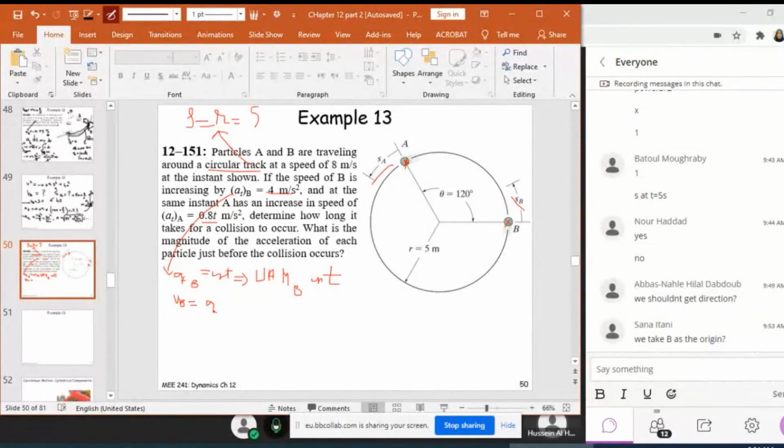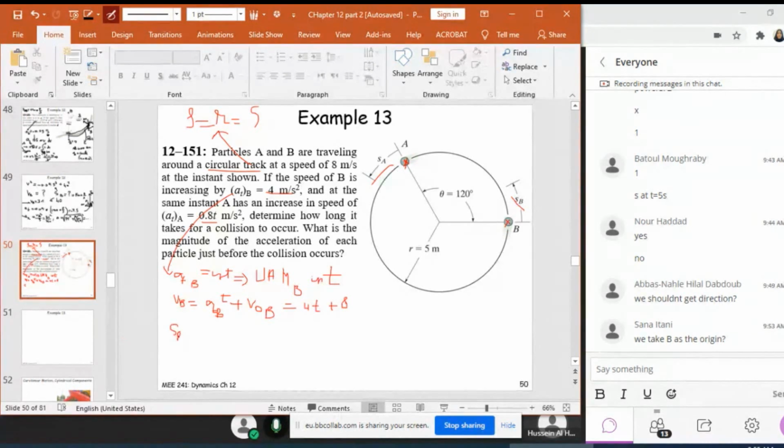I know that vB will be equal to aTB t plus v0B. Of course, this is aTB, which means that vB, what is aTB? It is 4, and v0B is 8, and this means, guys, that vB will be equal to 4t plus 8.